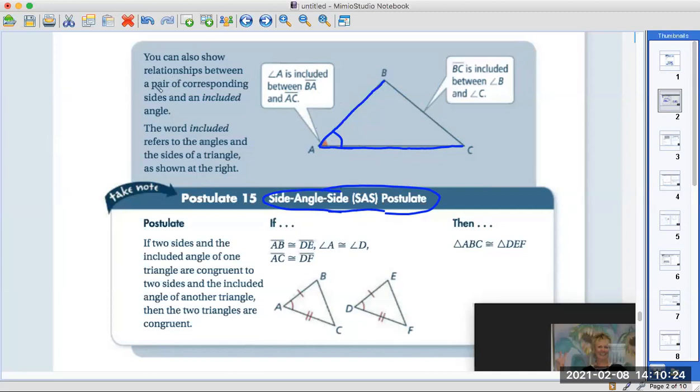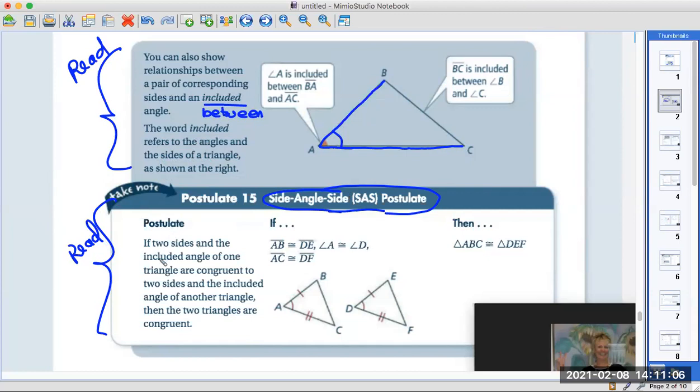Okay, so you can also show relationship between a pair of corresponding sides and an included angle. It's super important that the location of that angle has to be between the two sides. The word included refers to the angles and the sides of a triangle as shown at the right. Well, they're also showing you the BC is a side that's included between two angles. But for this postulate, I want you to focus on the angle that's between the two sides. So read this and this when you study or do your homework.